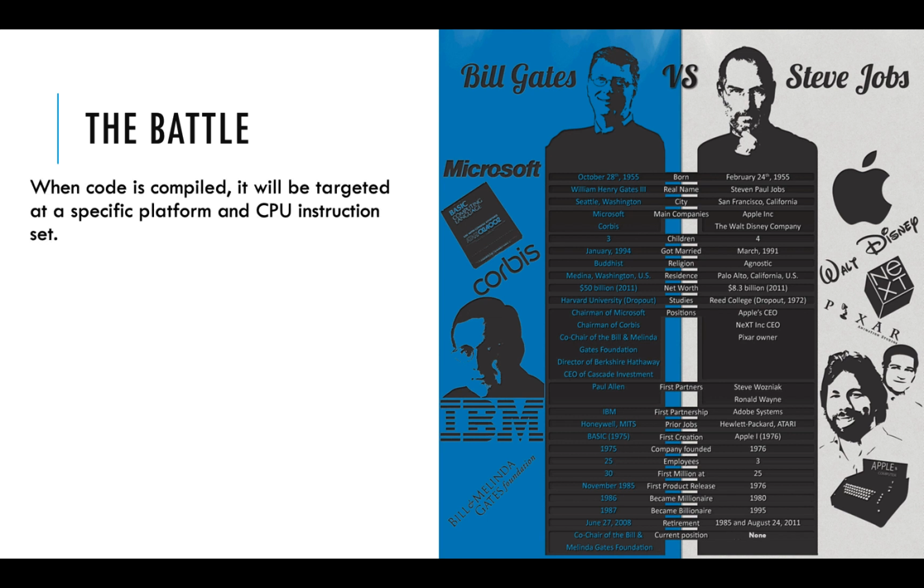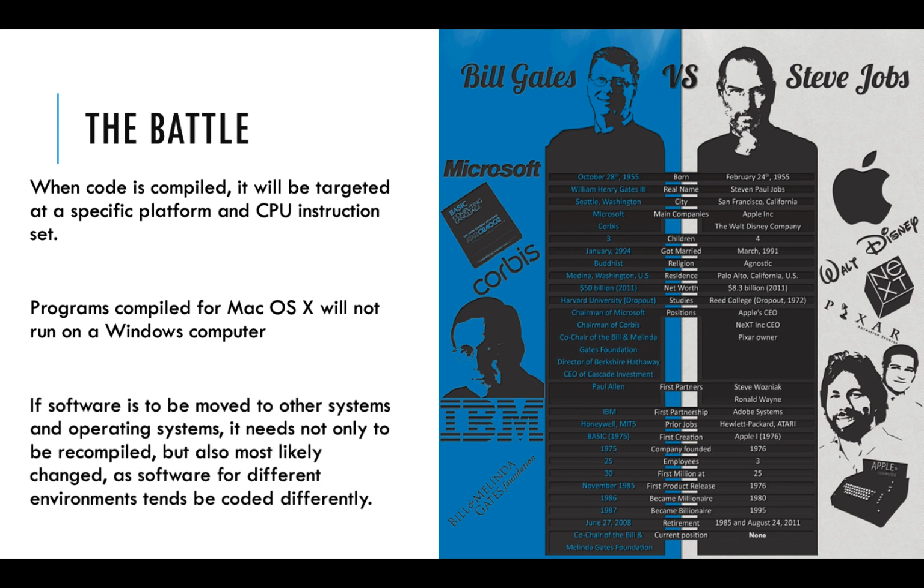We know about the classic battle between Microsoft and Apple, Bill Gates and Steve Jobs. Now, their CPU instruction sets are different. So when you compile for Mac OS X, for example, and you compile for Windows, they are not compatible. Windows runs on exe files and Apple computers run DMG files. And they've done that on purpose to simply capture more of the market.